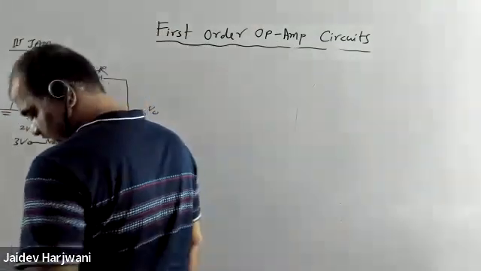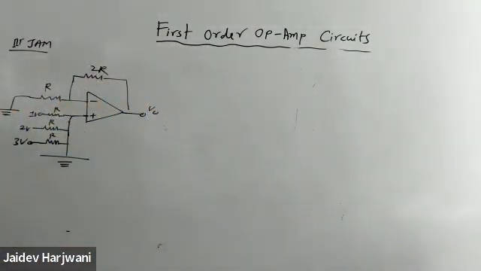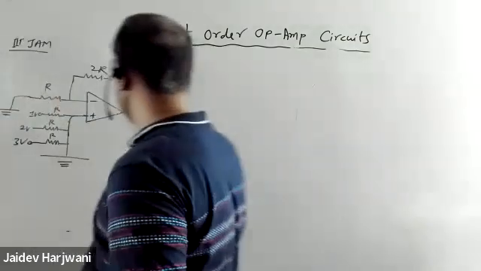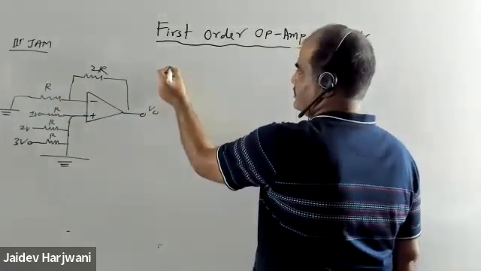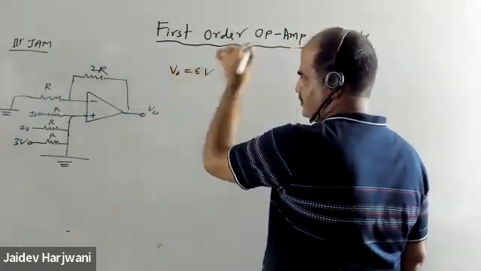Answer should be, I think, 6 volt. Let me first write the answer, and then you people let me know whether it is correct or not. So V naught is 6 volt.